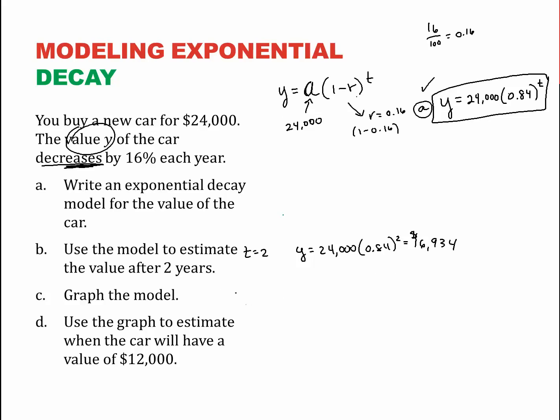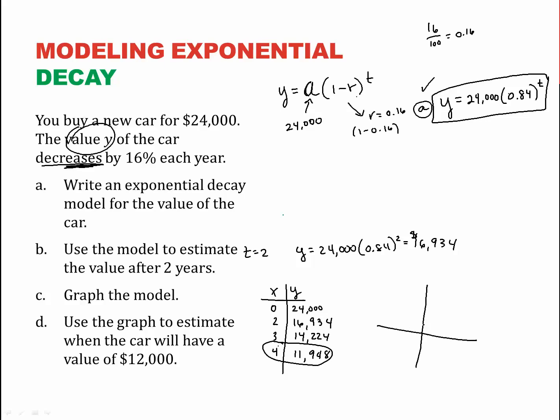Then they want us to graph the model. So since we use the graph to estimate, I'm going to go ahead and plot my points first. All right, so when time was 0, I know the car was worth 24,000. When time was 2, I know it was worth 16,934. So I'm going to do 3, 4. Pause the video and calculate this. All right, so at 3 years is 14,224, and at 4 years is 11,948. So you just go ahead and you plot these points.